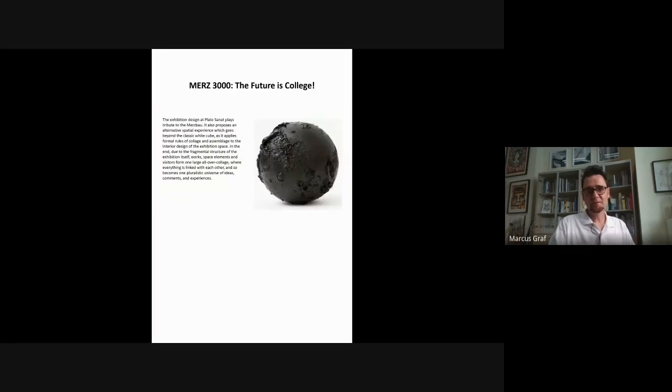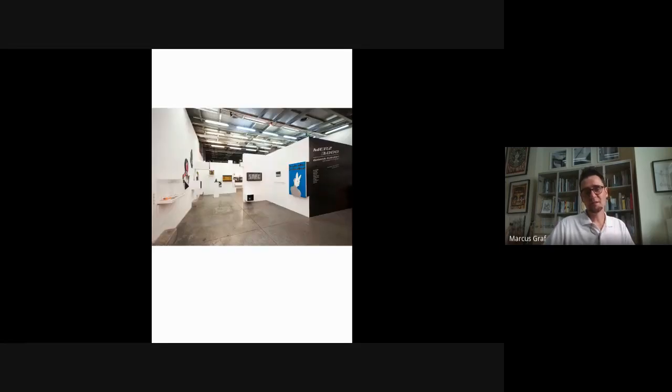Let me speed up a bit. Merz, that was an interesting exhibition. Merz 3000, the future is collage. As you know, collage since Picasso and Braque, and especially the Dadaists at the beginning of the 20th century, is an important alternative way of producing art.